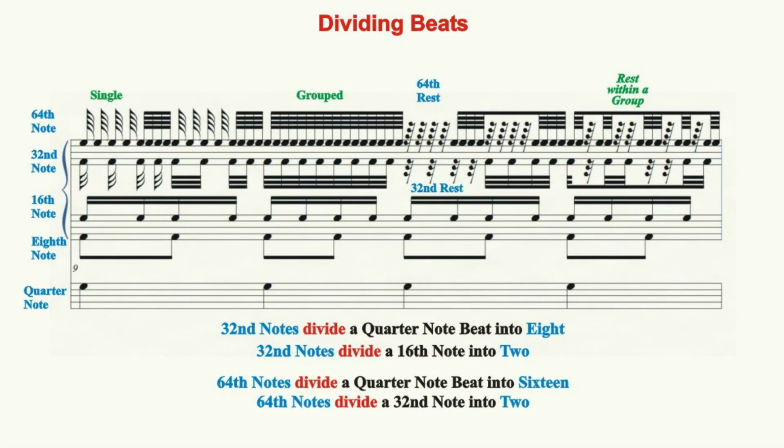Like the 16th note, there are several symbols which denote various configurations of 32nd and 64th notes. When grouped, they appear as quarter notes whose stems are joined by 3 bars for the 32nd note and 4 bars for the 64th note.